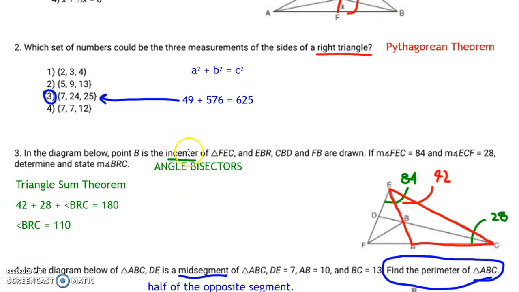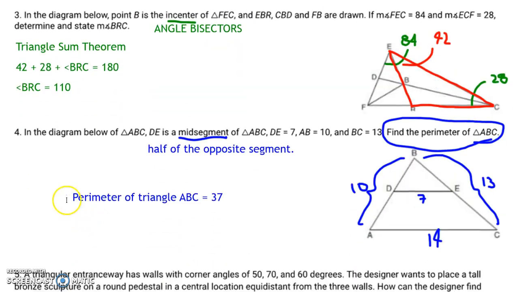For number 3, it talks about incenters. Incenters are angle bisectors intersecting together, which means that if this angle, this green angle, is 84, this angle in here is 42. And it is asking for BRC. BRC is this angle here, which means I'm going to draw a triangle that includes BRC, that I know the other angles. I know this angle here is 28, the whole angle. This is half of that 84 angle, so that's 42, and we're able to use the triangle sum theorem to solve that one.